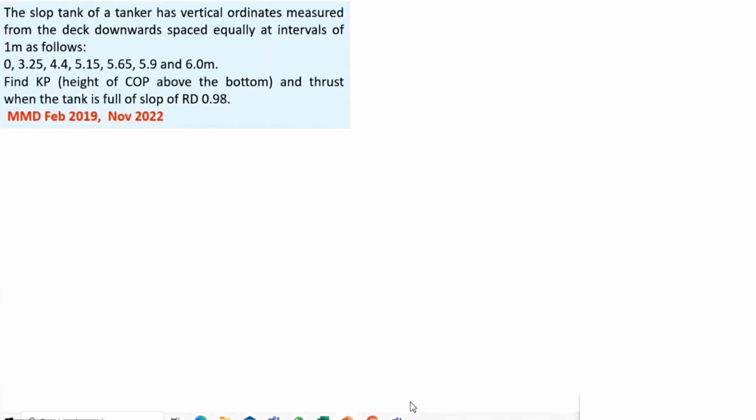The slop tank of a tanker has vertical ordinates measured. Now, these are the languages from the MMD paper. Somewhere they've written horizontal, somewhere vertical. I don't go by this. Basically, we have to see how they are oriented with respect to the reference axis. I have not changed the language because they are from the exams. The slop tank of a tanker has vertical ordinates measured from deck downwards, spaced equally at intervals of 1 meter. So the common interval is 1 meter, guys, and these ordinates are given. Find the KP, where K is the keel and P is the center of pressure, and the thrust when the tank is full of slop of RD 0.98.